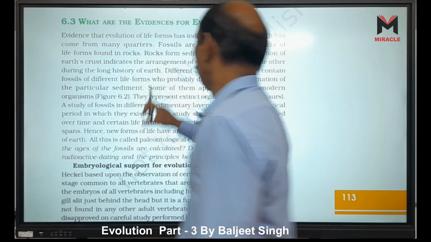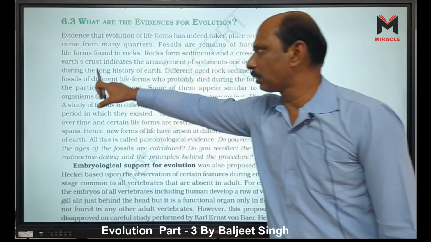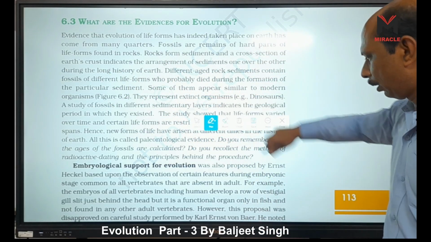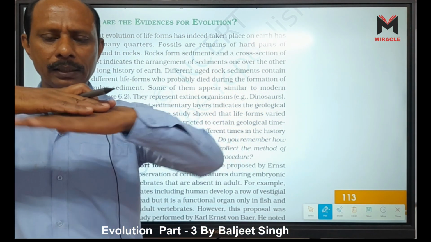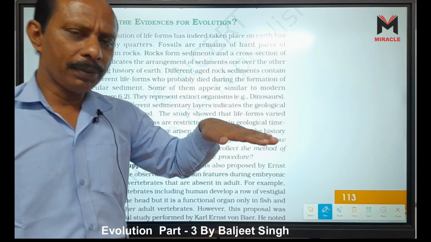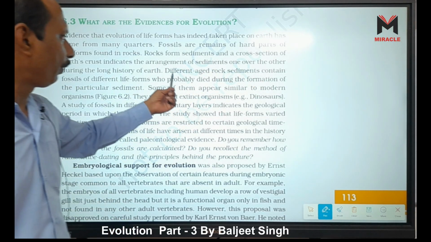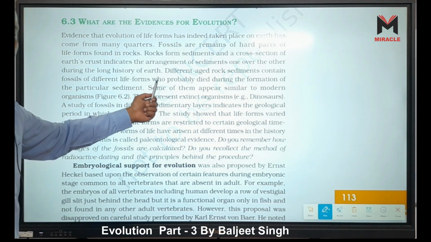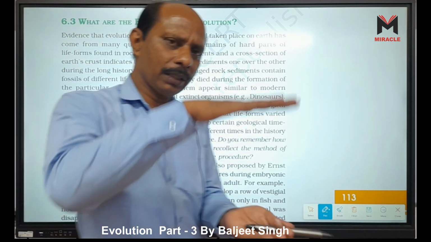Rocks form sediments, and a cross section of the earth's crust indicates the arrangement of sediments one over the other. Sedimentary rock means the first layer, second layer, then third layer, then fourth layer. Many layers are formed, and these layers have different times. They are formed at different times. Different aged rock sediments contain fossils of different life forms.